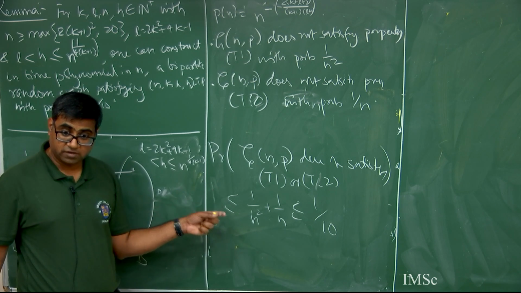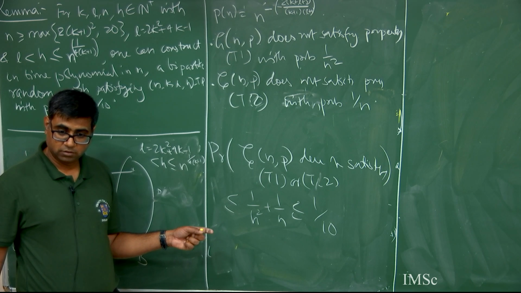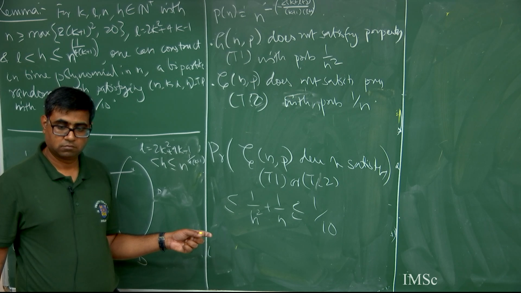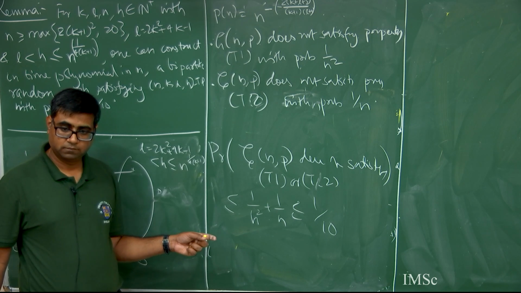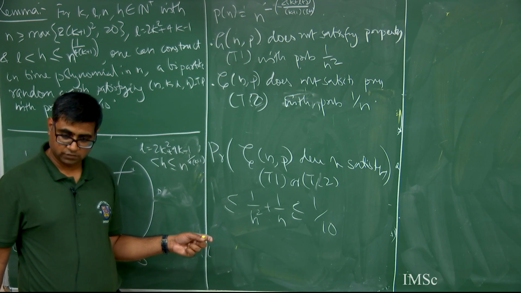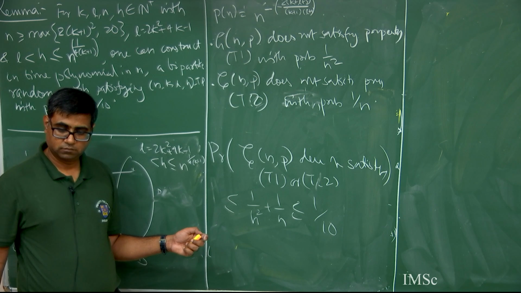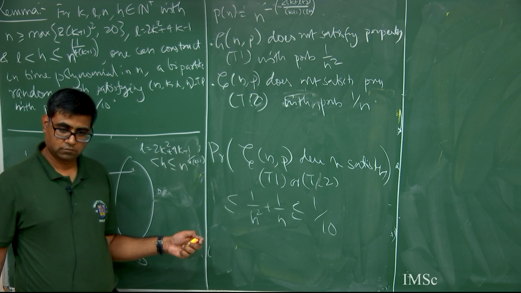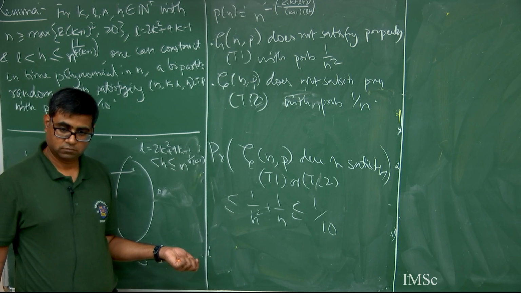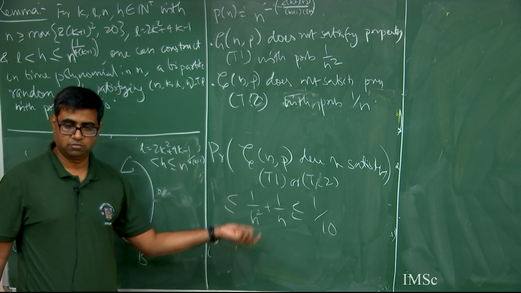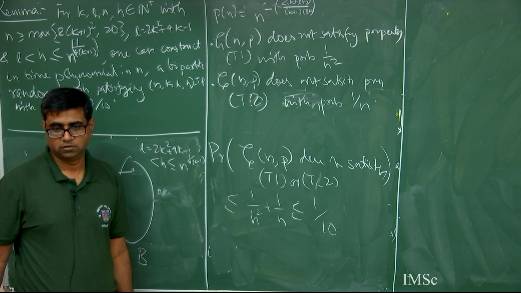It does not satisfy this property. True. But okay, if I didn't upper bound it by 1 over 10, I just keep it 1 by n squared plus 1 by n. And then the probability that it will satisfy will be 1 minus this, which is some function of n. For any n greater than or equal to 1, I can say that it is at least constant.